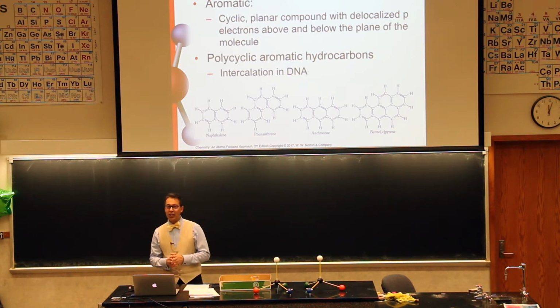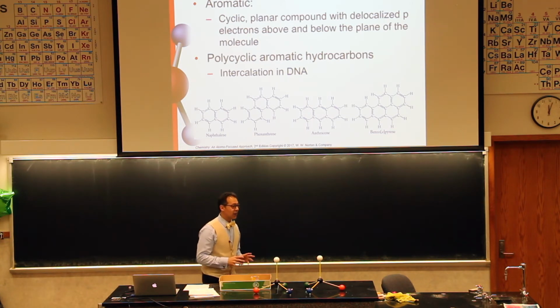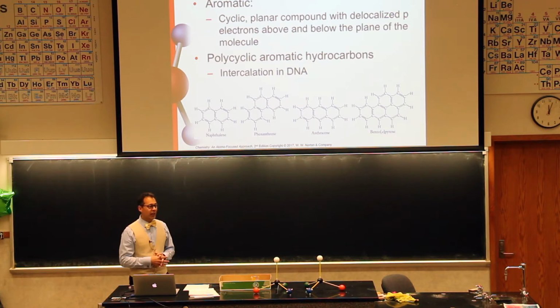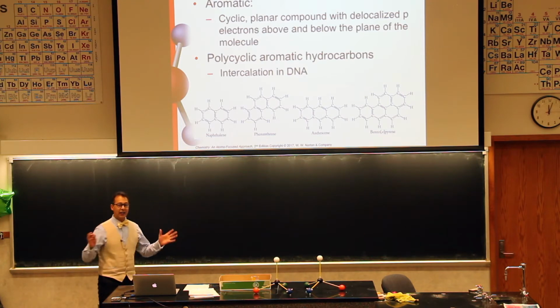Today, what we're going to do is take a look at left-handed and right-handed molecules, and we're going to take a look at something called sigma bonds and pi bonds, being able to identify those and count those. Now, the first thing we're going to take a look at is something called aromatic and polyaromatic compounds.